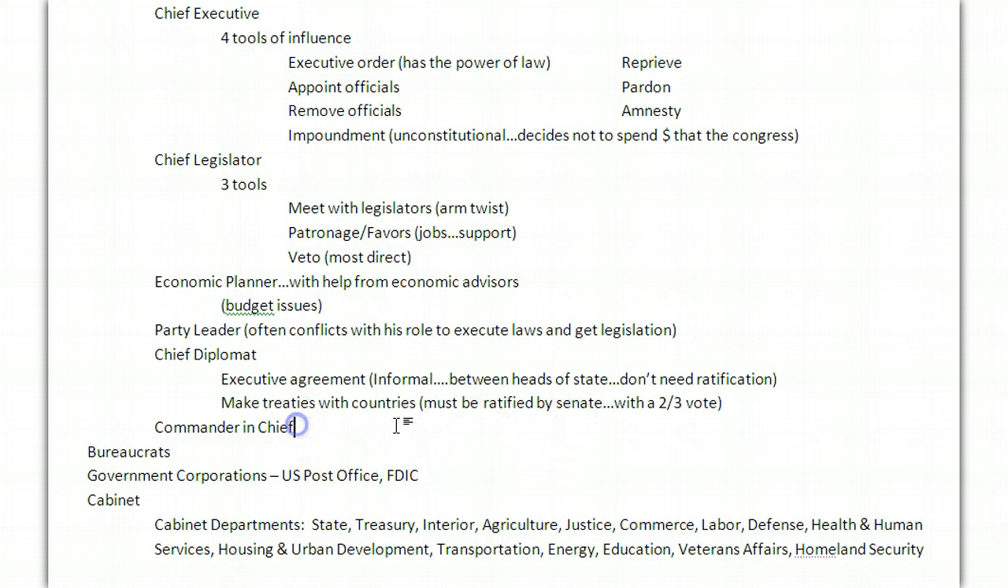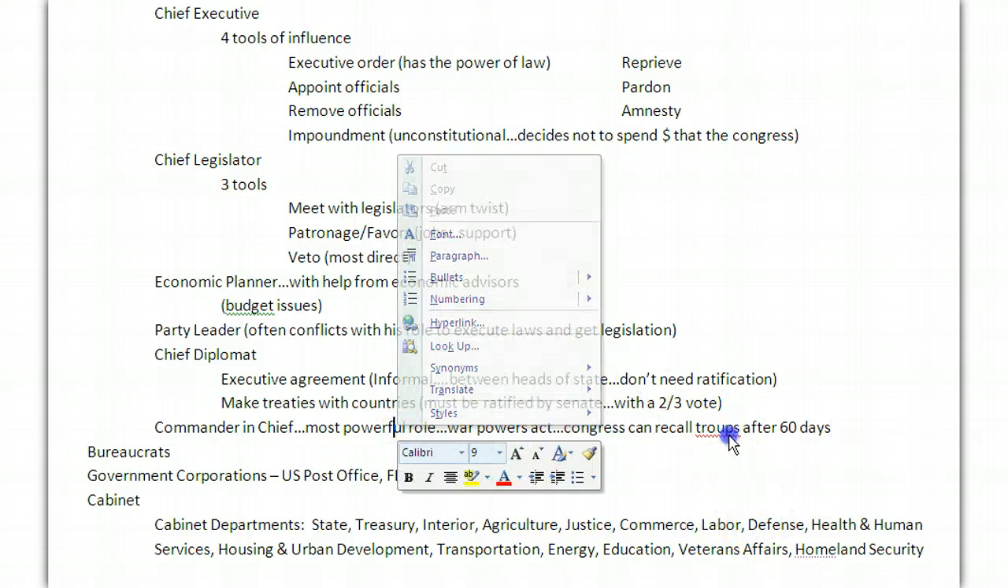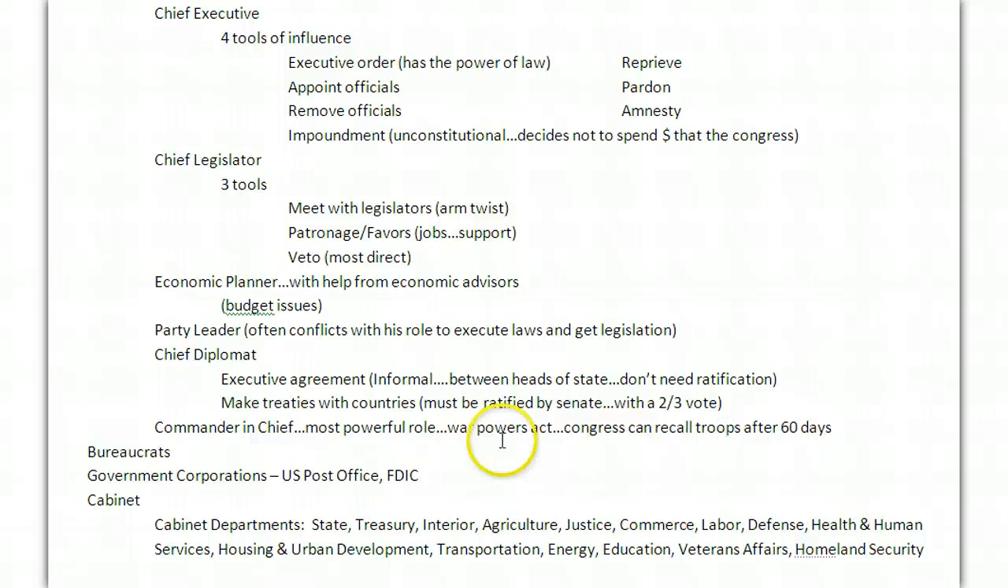Okay? Now, some people say the most direct and powerful role that the president has is commander-in-chief, because he can order troops wherever he wants. We've talked about the War Powers Act, that Congress has to bring back troops after 60 days if they so choose. But we also have talked about that this law is probably going to be ruled unconstitutional if it ever gets challenged.